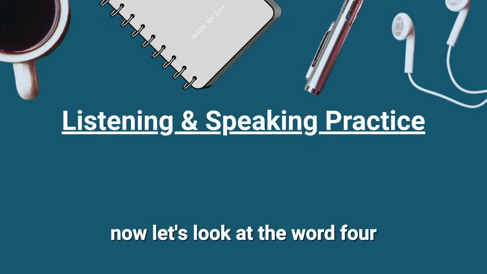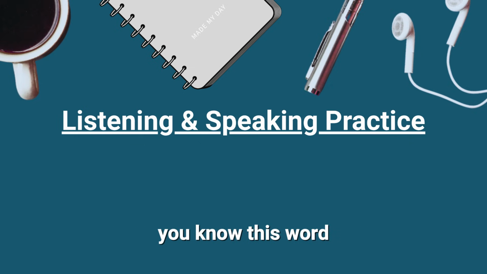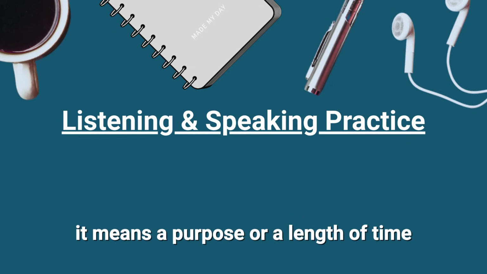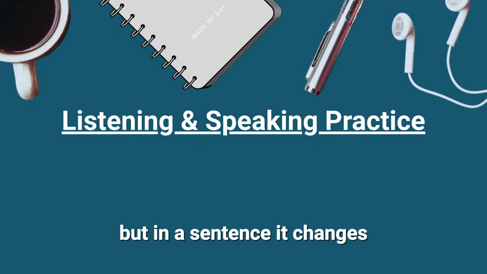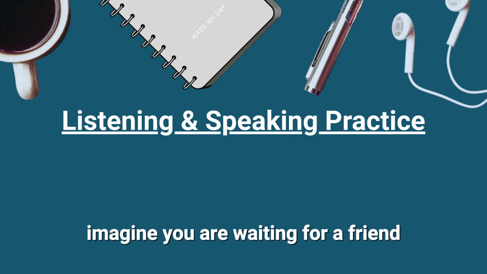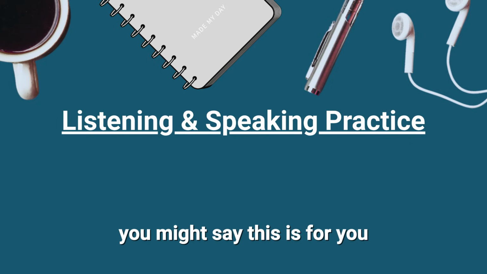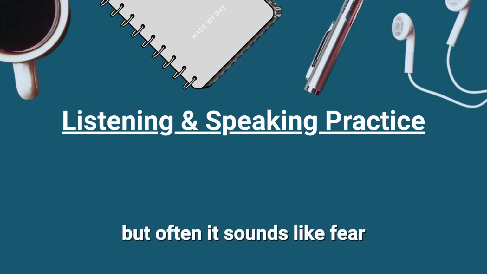Now, let's look at the word for. You know this word. It means a purpose or a length of time. But in a sentence, it changes. Imagine you are waiting for a friend. You might say, "This is for you," but often it sounds like fer.